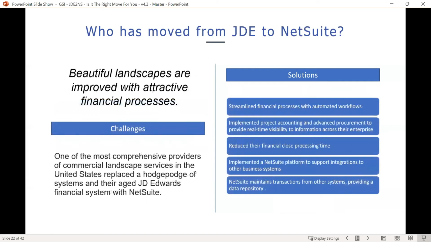Another example is a landscaping organization that improves with attractive financial processes. Again, we have that JD Edwards customer running the system for a long time. They had a hodgepodge of other systems in place or surrounding JD Edwards. And what they decided to do is, instead of simply upgrading to the next release, let's take a close look. Let's look at what NetSuite could offer us from an ERP perspective. And again, you see a variety of solutions. These are consistent themes. And I think we're going to summarize this theme section here pretty quickly.